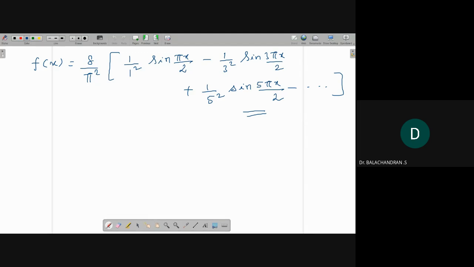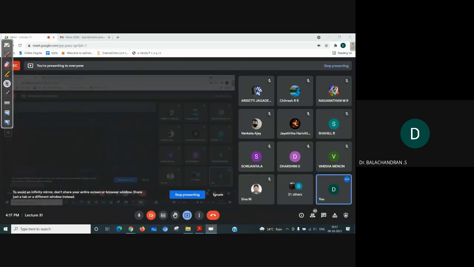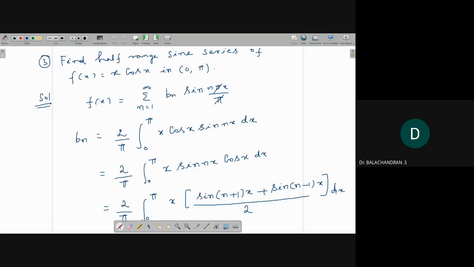The next problem. Find the half range sine series of f of x equal to x into cos x in the interval 0 to pi. We need a half range sine series. So what is L here? L equal to pi.